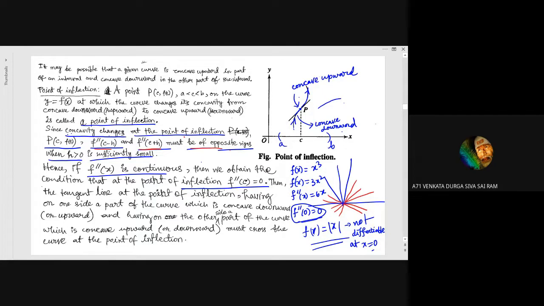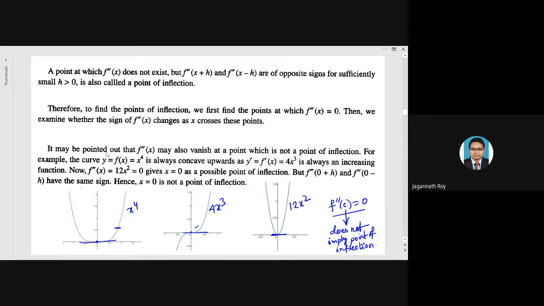Okay, but at this point we can see that this is equal to 0, but it does not matter, hence, if it is continuous. But in a different example, if this is 0, that does not imply that this is going to be an inflection point. Because if you look at the derivatives, they will have the same sign. Hence, x equals 0 is not a point of inflection.